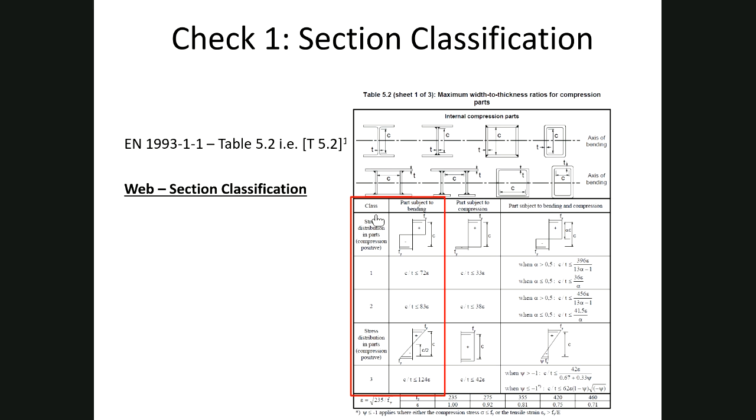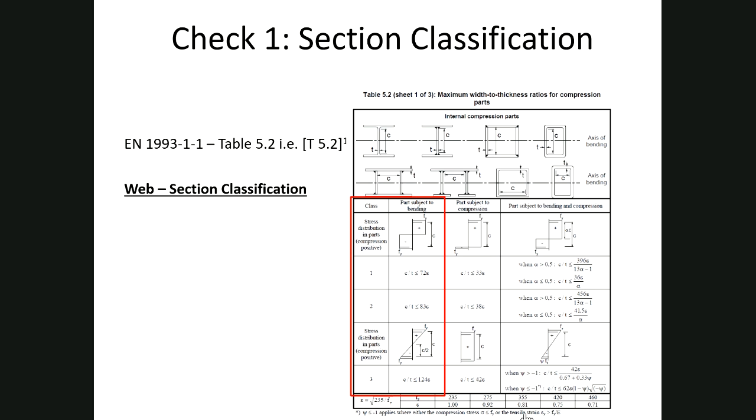So we start at the top and first check to see, is this class 1? A class 1 section has the unstiffened length divided by the thickness less than or equal to 72 epsilon. So we go down to the bottom to see what epsilon is. If it's S275, with a nominal yield strength of 275, it's 0.92, multiplied by 72. Then we check to see if the unstiffened length C divided by T is less than or equal to 72 epsilon. If it is, it's a class 1 section. If it's between 72 epsilon and 83 epsilon, then it's a class 2 section. Or if it's between 83 epsilon and 124 epsilon, it's a class 3 section. Or if it's greater than 124 epsilon, it's a class 4 section. So that's the classification of the web first in there.